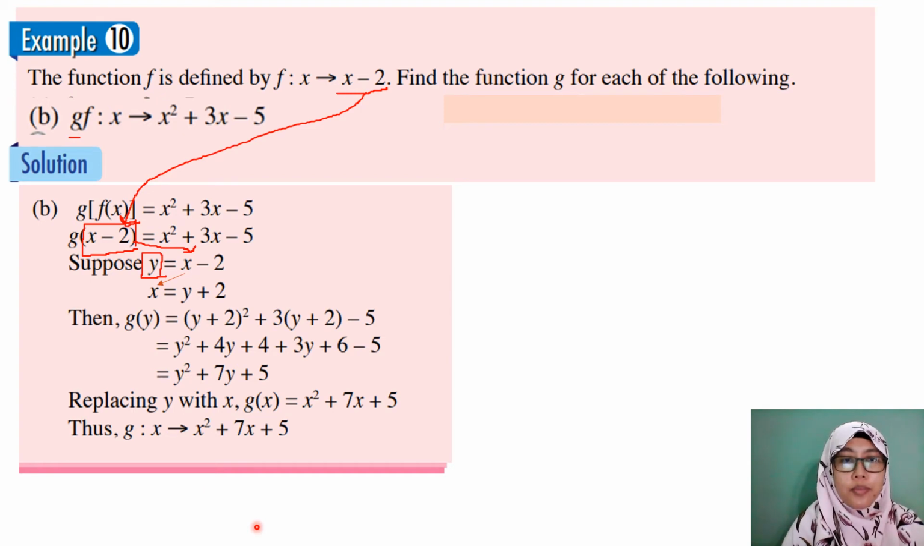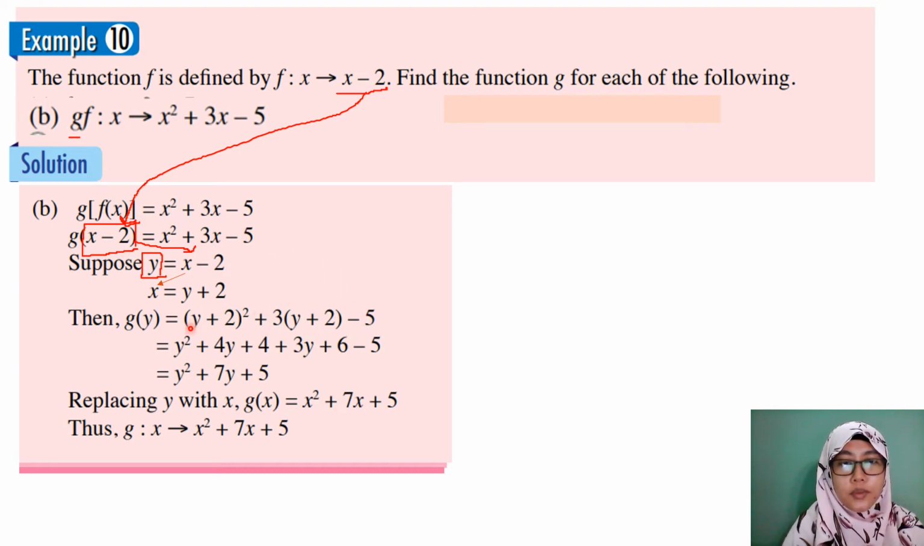So next, after you get the term, the equation x equals y minus 2, you need to substitute this equation, the value of x here, y plus 2, in the previous equation here, x square. So you need to substitute. Okay, kalau kamu perhatikan kat sini, kan sini x square kan? So kita gantikan dengan y plus 2. Okay, 3x ni kita gantikan dengan y plus 2 minus 5.